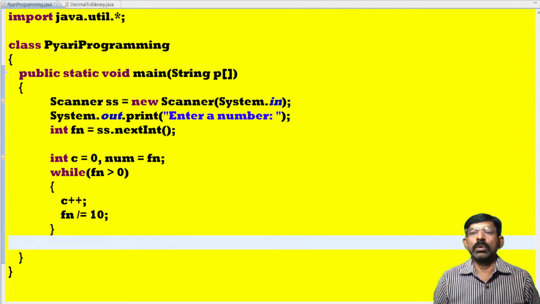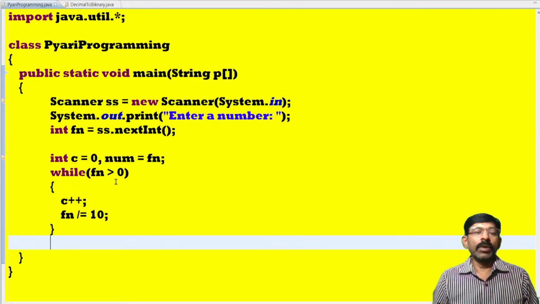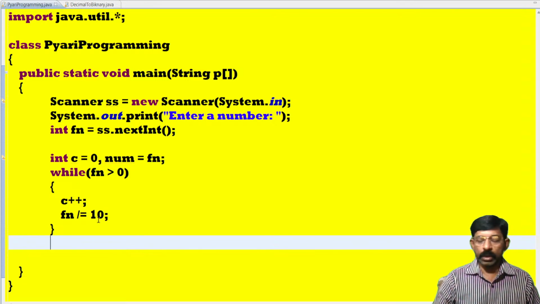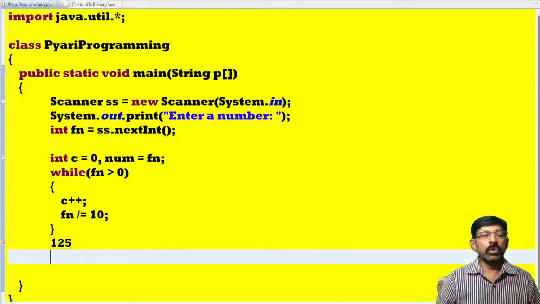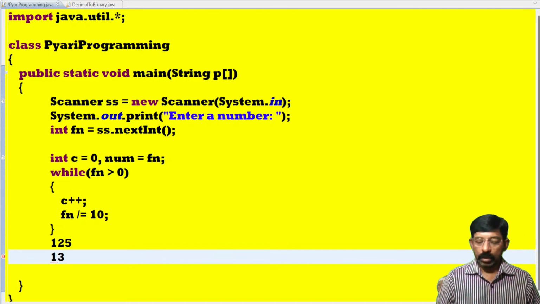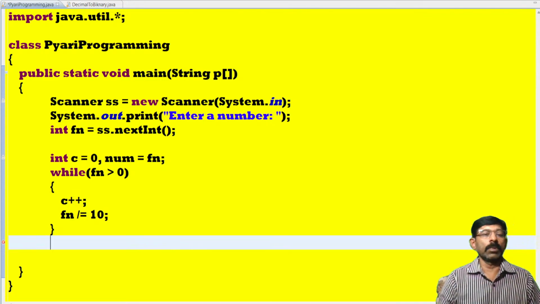Yes, understood. Good. After getting the number of digits, I will calculate the sum of powers. As I said, if the number is 125, then 1 to the power number of digits, that is 3, plus 2 to the power number of digits, and so on. So we have to use the pow function, and a sum is required.